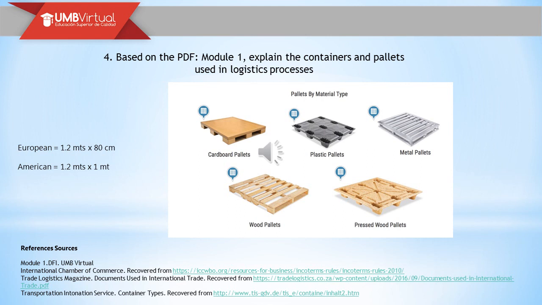There are 2 types of pallets, basically in their measures. The European type is 1.2 meters by 80 centimeters. It's a little bit smaller than the American one, which is 1.2 meters by 1 meter. This one is the most common one. This one is used globally.